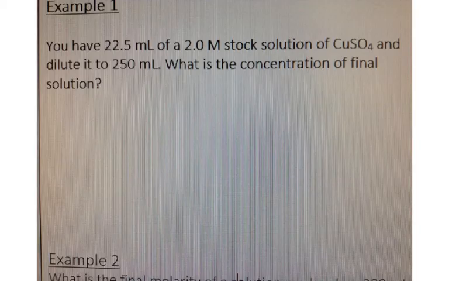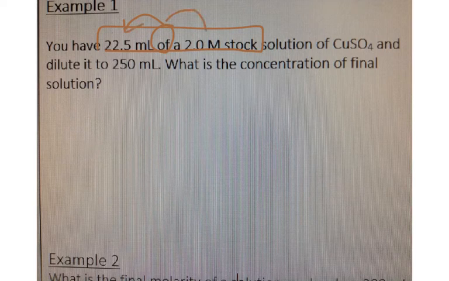So let's go and do some practice problems. All right, if you have 22.5 milliliters of 2.0 molar, so notice that word "of," okay, that is a key, that is possession. So what that means is that those two are linked together, of copper 2 sulfate, and dilute it to 250 milliliters.